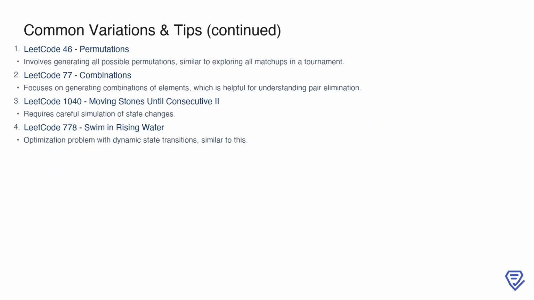If you'd like to explore related problems, there are a few worth noting. LeetCode 46, Permutations, involves generating all possible permutations, which is conceptually similar to exploring all potential matchups in a tournament. LeetCode 77, Combinations, focuses on generating combinations of elements and can help deepen your understanding of pair elimination.